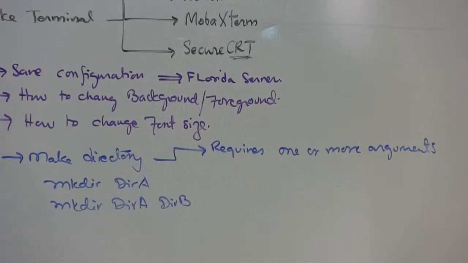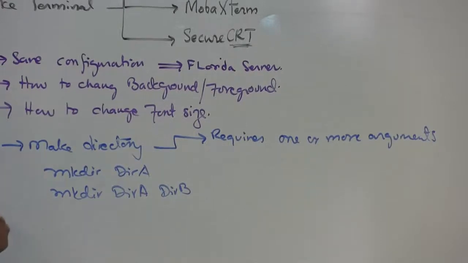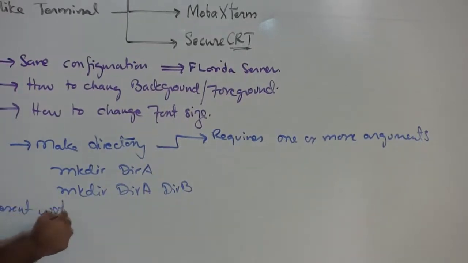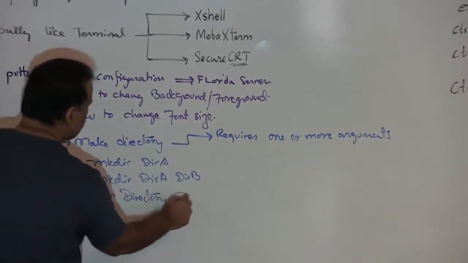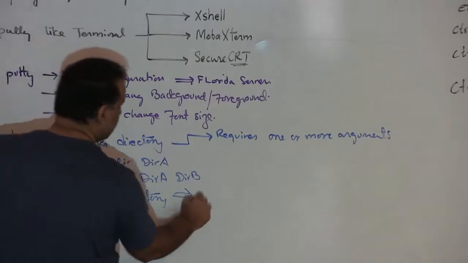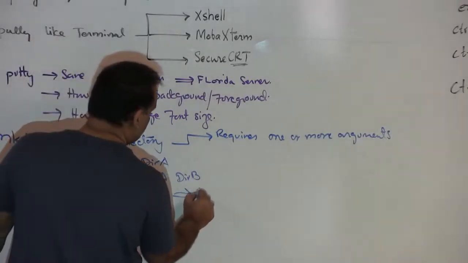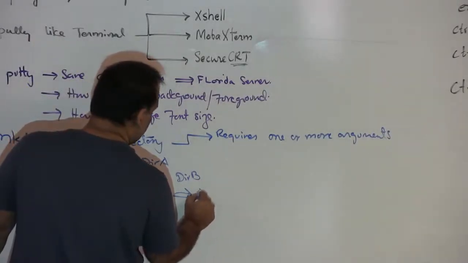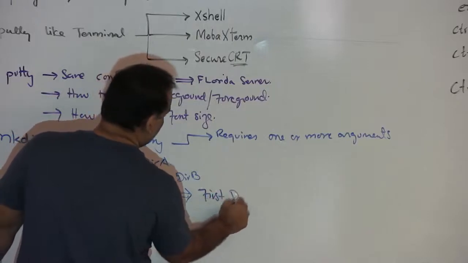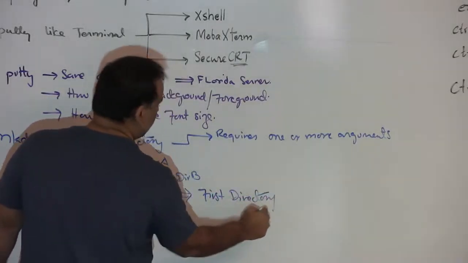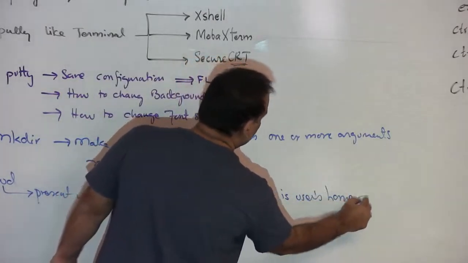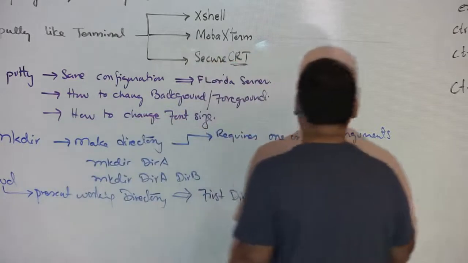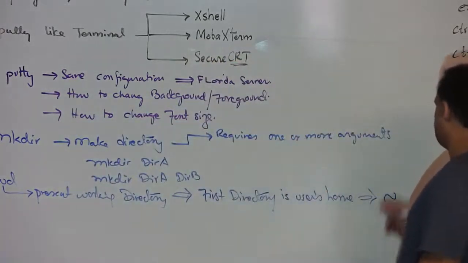Present working directory. We want to verify what my present working directory is. You type this, pwd, present working directory. Now by default, what is your present working directory when you log in? Okay, the first directory is the user's home. Now the user's home is represented by a tilde, right?